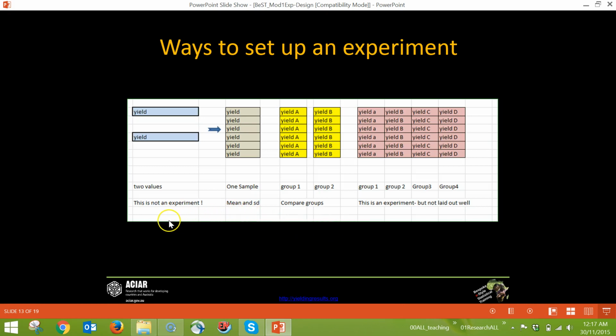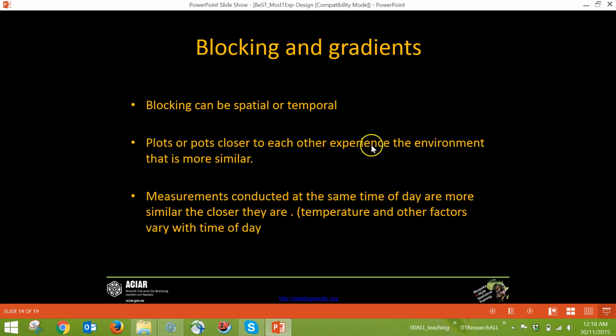So what we've talked about is the fact that 2 values is not an experiment. We're hoping to get very quickly into how we set out an experiment that is more than 2 groups. We also have to think about blocking and gradients. Blocking we've talked about so far as being spatial, but we can also consider temporal or times of day. We've talked about plots or pots within a glasshouse that can be closer to each other in space, and these have got a more similar environment.